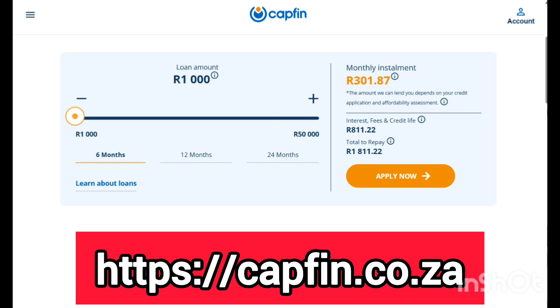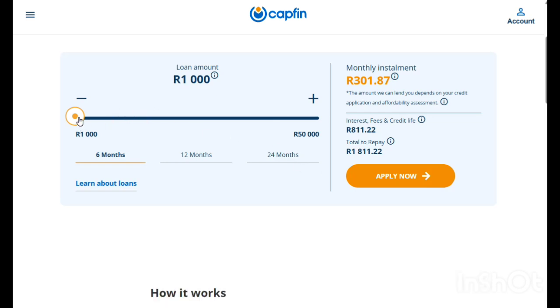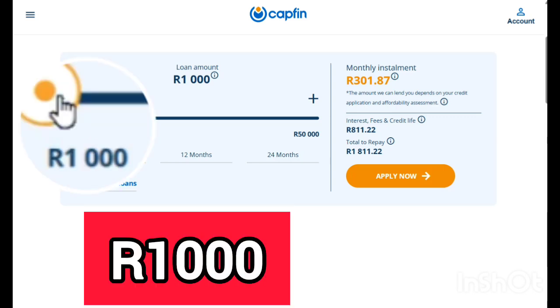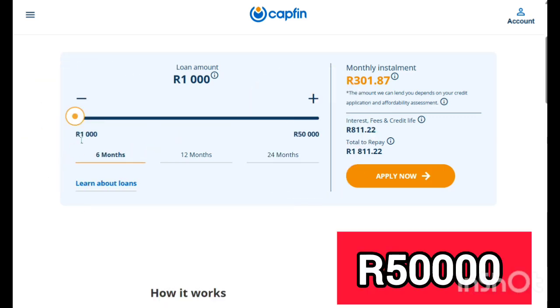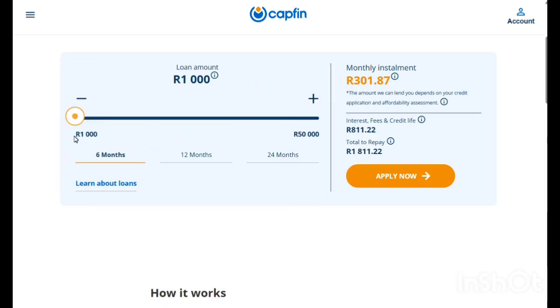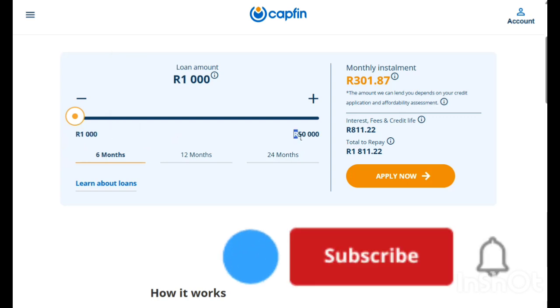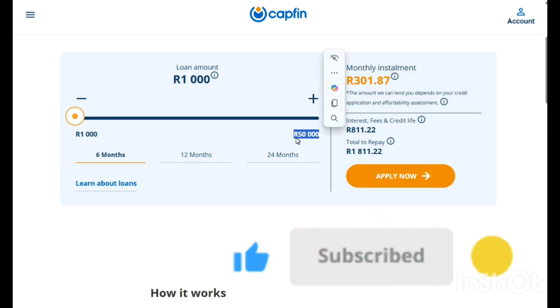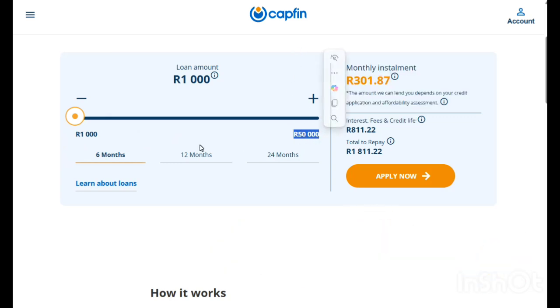So when you look at this particular calculator, this is the slider. The slider helps you to determine the amount of money that you want to borrow. And please remember that you can borrow from 1,000 rands, that's the minimum amount that you can borrow, up to a maximum of 50,000 rands, as you can see here.